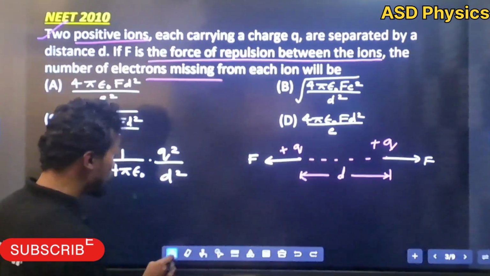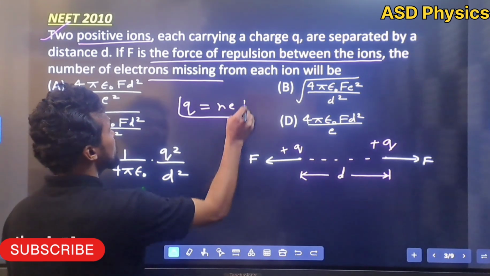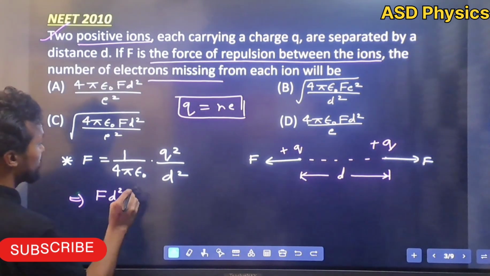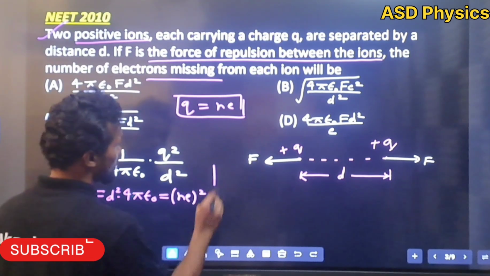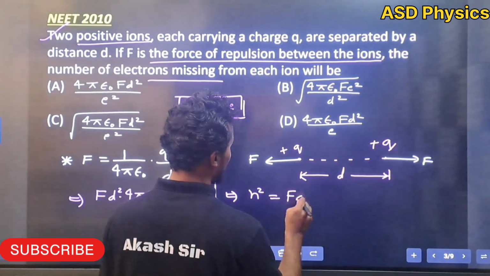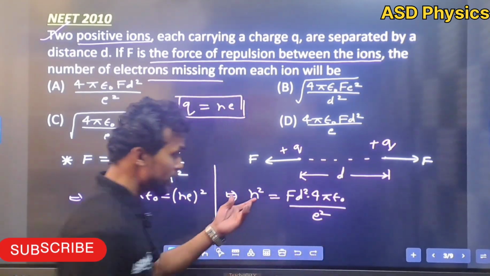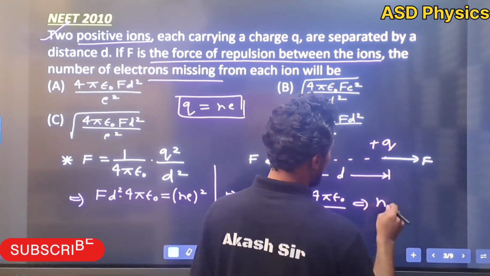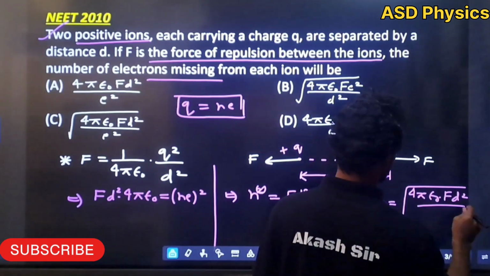And you know very well from the quantization condition, Q is given by Q equal to NE. This value we will put here. So this will become F D square into 4 pi epsilon naught, and Q is NE whole square. After that, we can write N square is equal to F D square into 4 pi epsilon naught by E square. If you remove this square, then N will become the square root of 4 pi epsilon naught F D square by E square.